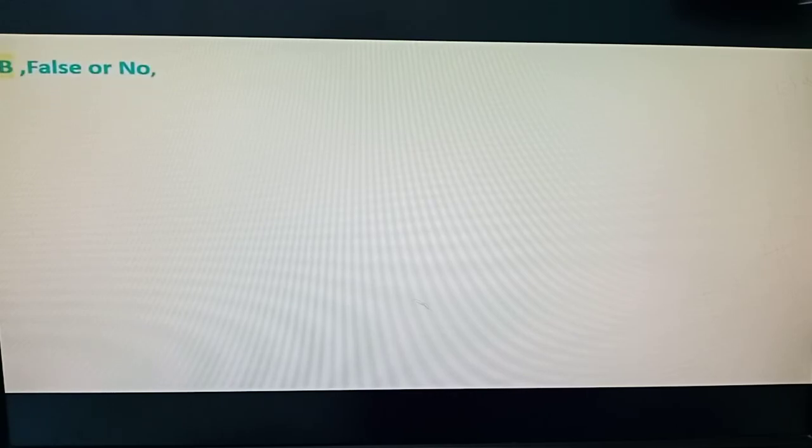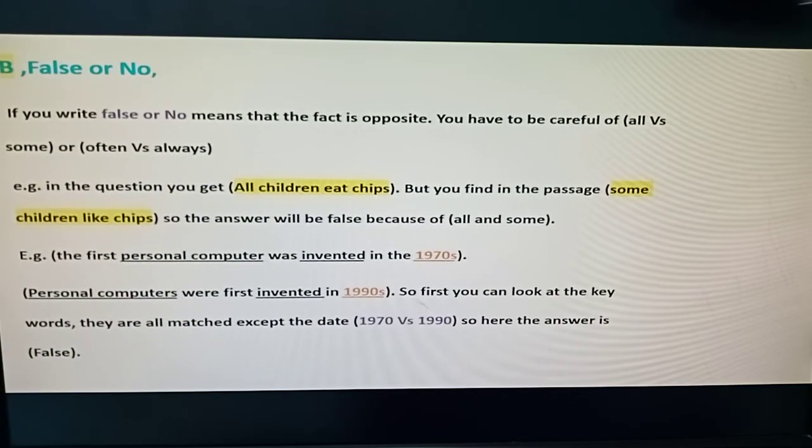So what about false or no? If you write false or no, it means that the fact is opposite. So you have to be careful. All versus some, or often versus always. Be careful with these words. Example, in the question you get all children eat chips, but you find in the passage some children like chips. It says some, and in the first one all. So the answer here will be false. Why? Because of all and some.